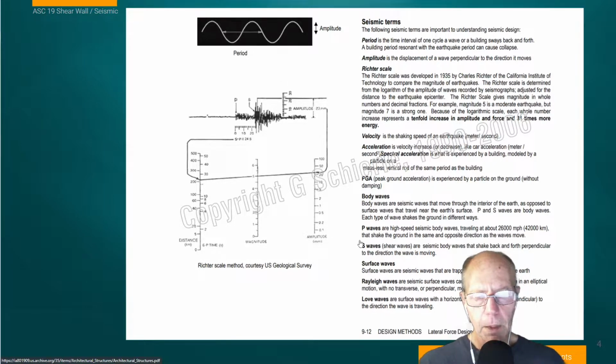Two terms that I always see brought up, especially during architectural exams, are P waves and S waves. P waves being high-speed seismic body waves, and S waves being the shear waves, the shake back and forth perpendicular to the direction that the wave is moving.